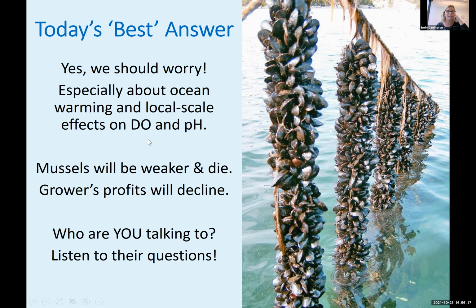I particularly am very worried about ocean warming, and I'm very worried about local scale effects of warming on dissolved oxygen and pH. I think that mussels will become weaker and they will die. And the consequence of this for growers is that their profits are going to decline. And really my take home message here is that you should think about who you are talking to.